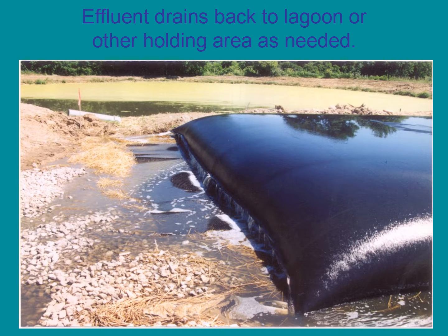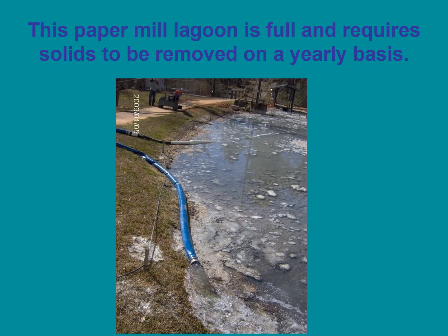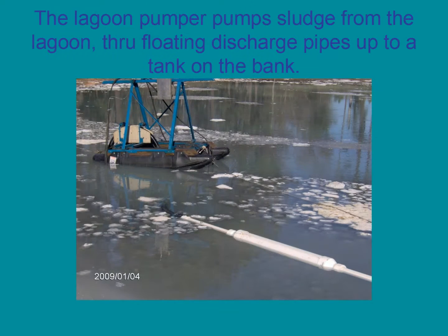The effluent that flows from the bag is either gravity drained back into the lagoon or pumped to another holding area. This paper mill lagoon rapidly fills up with residue that must be removed on a biannual basis. In this case, a small hydraulic pumping raft is used to pump the sludge up to the bag area.